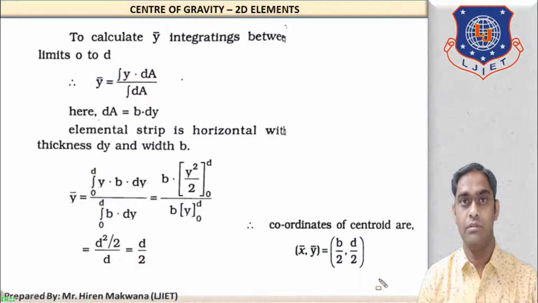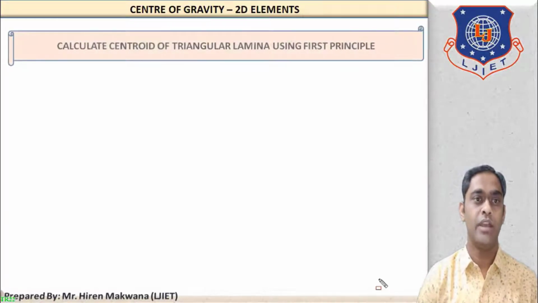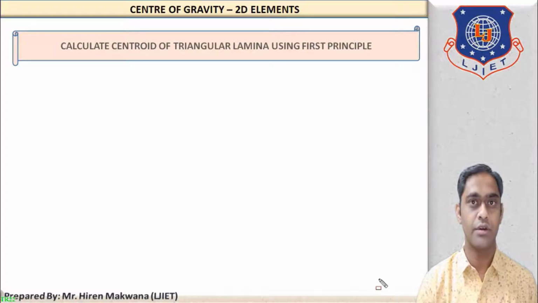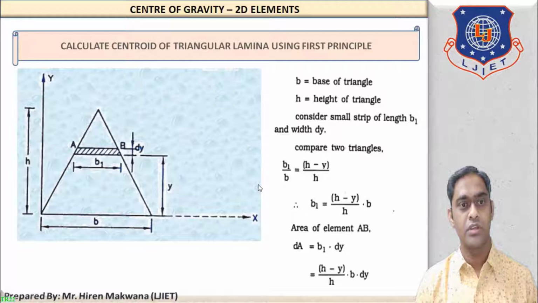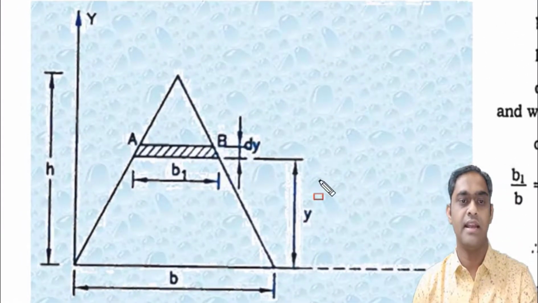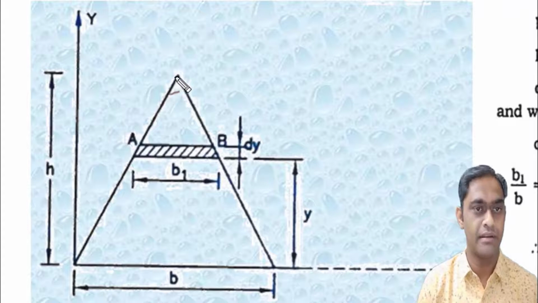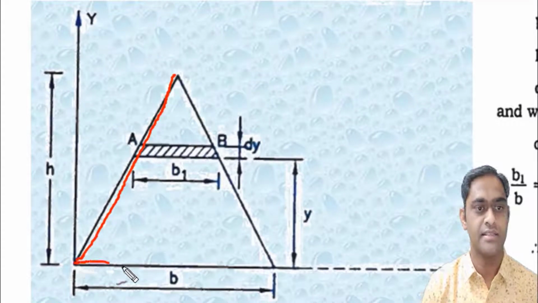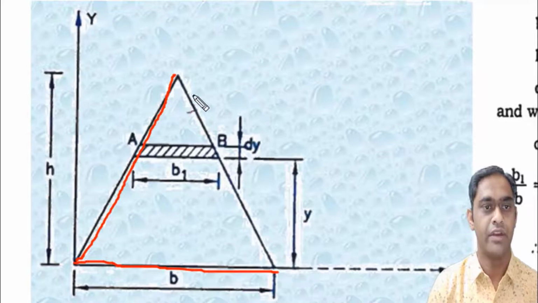Now, for the triangular lamina, it will be tough. Let us see. Now we have to calculate the center of the triangular lamina using first principle, meaning the integration method. Let us concentrate on the figure first. Okay, so here it is the figure. Now you can see in the figure there is a triangular plate. There is a triangular plate like this. You can clearly see it from the figure.